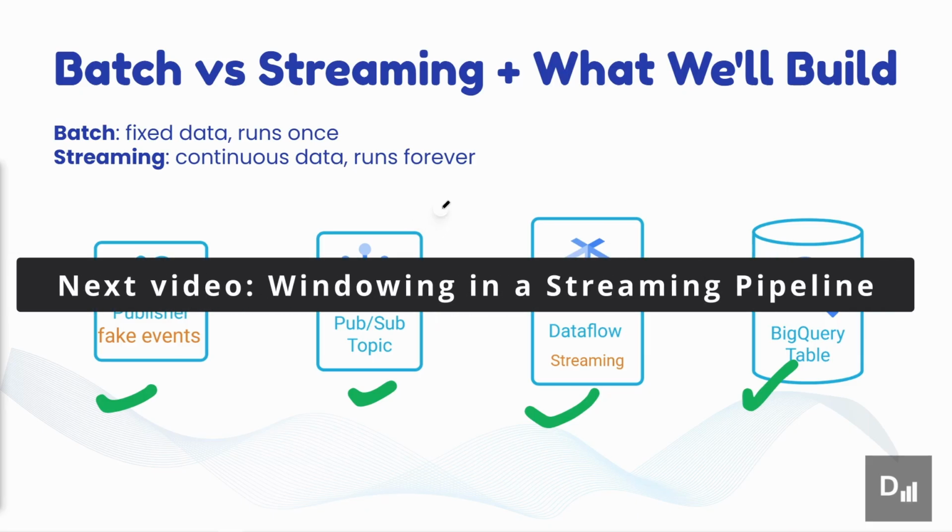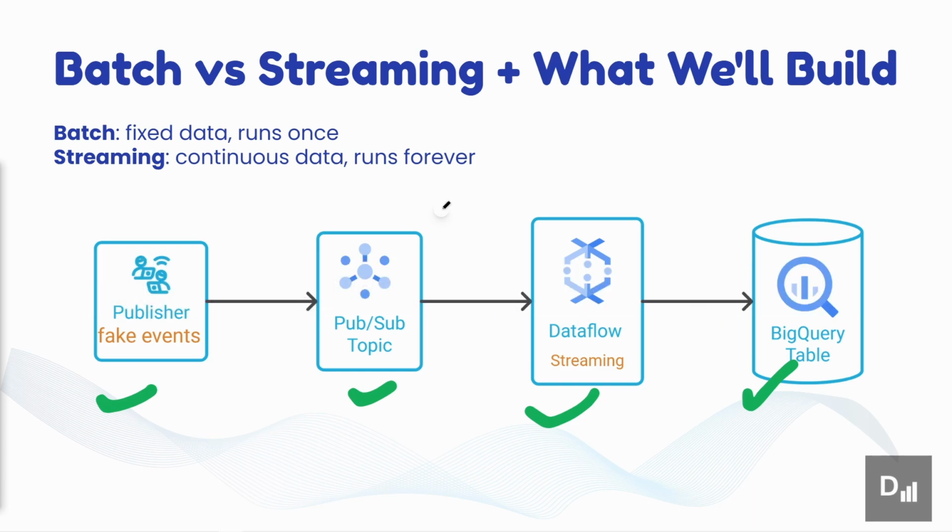In the next video, we'll go deeper into streaming. We'll learn about windowing. Windowing lets us group streaming data into time-based chunks. For example, we can group all sales from every 1 minute period.